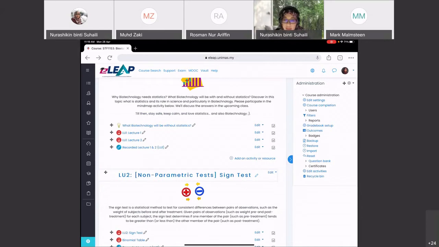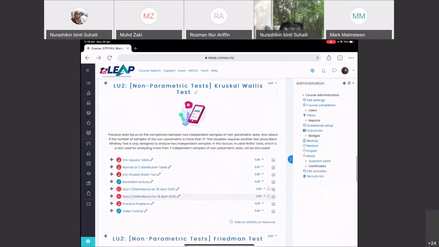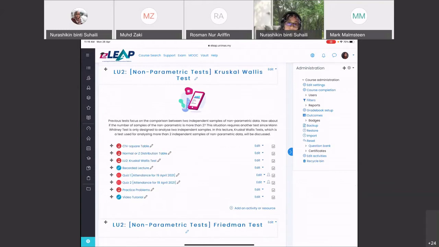Okay. So today we resume our lecture. We're going to finish LU2, right? Just to recap what we have learned last week, we discussed the fourth non-parametric test called the Kruskal-Wallis test, right? This Kruskal-Wallis test is used for analyzing non-parametric data with the condition of more than two independent samples.